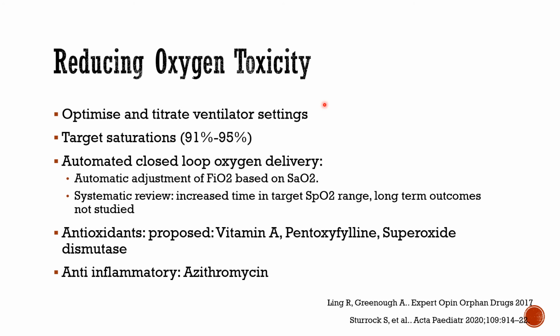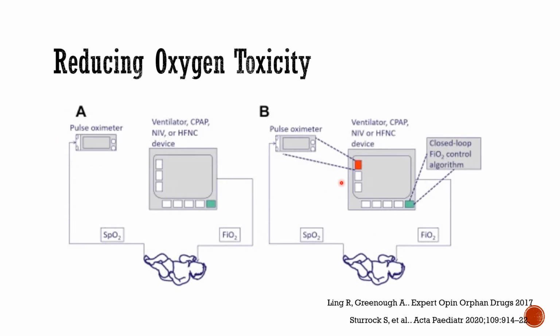Now this is usually being done manually, right? So automated closed loop oxygen delivery has the automatic adjustment of FiO2 based on our saturations of oxygen. As we see here, this is our manual method in which we manually reduce the FiO2 as our saturations improve to maintain it in that target range. However, in automated closed loop, the ventilator does this on its own using a closed loop FiO2 control algorithm.